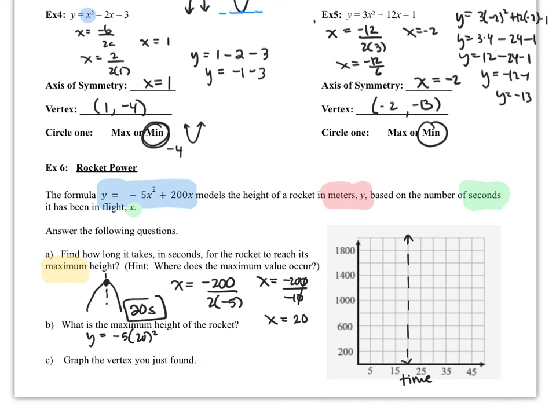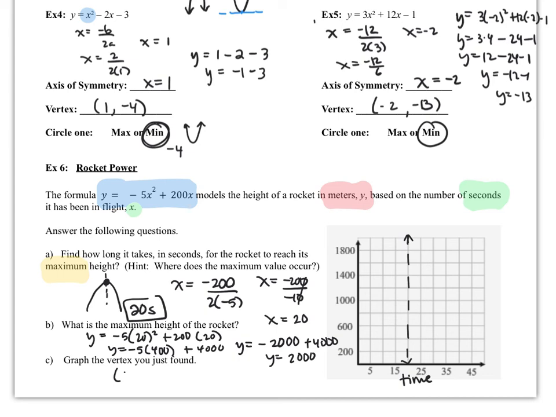So negative 5 times 20 squared plus 200 times 20. So 20 times 20 is going to be 400, and 200 times 20 is going to be 4,000. So I'm just going to 2 times 2 and add 3 zeros. And so this means it's going to be negative 5 times 4 is negative 20 plus 2 zeros plus that 4,000. And so that means the y value of my vertex is 2,000.